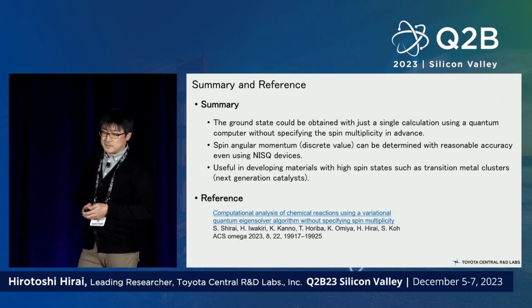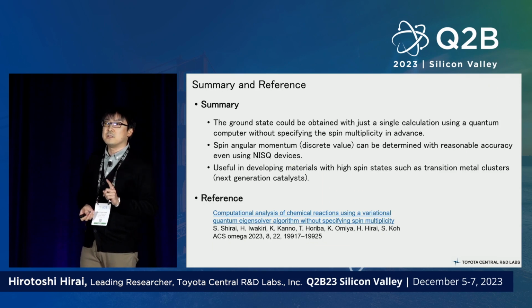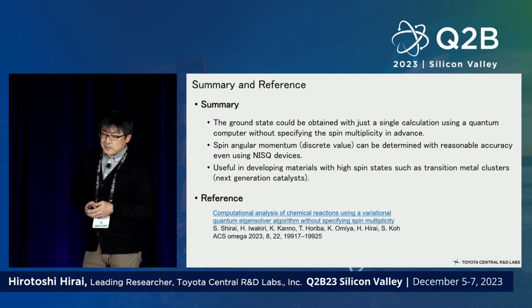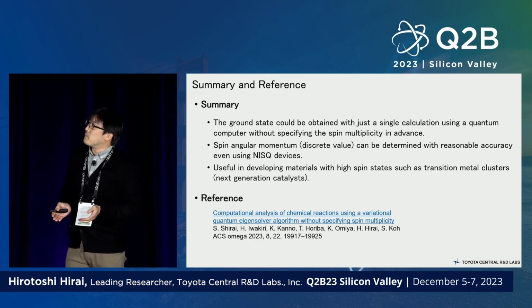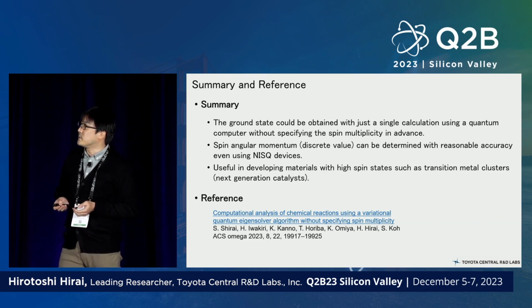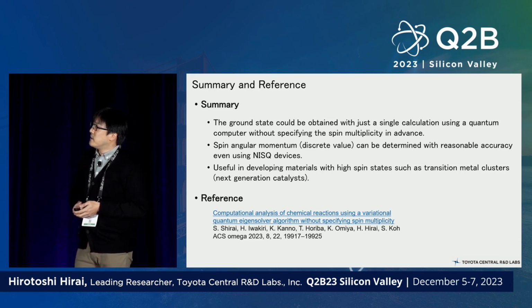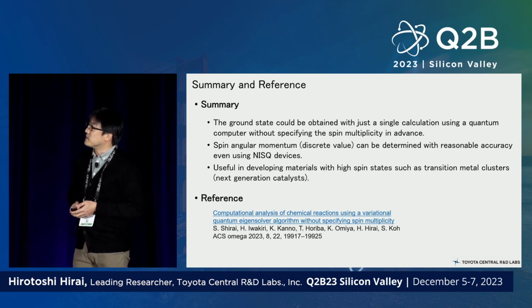So let me summarize the first topic. The ground state could be obtained with just a single calculation using a quantum computer without specifying spin multiplicity in advance. And the spin state can be determined with reasonable accuracy, even using NISQ devices. This feature is very useful in developing materials with high spin states, such as metal clusters, for next generation catalysts. Please refer to this paper for more details. And it should be noted that this research was conducted in collaboration with QNASYS.